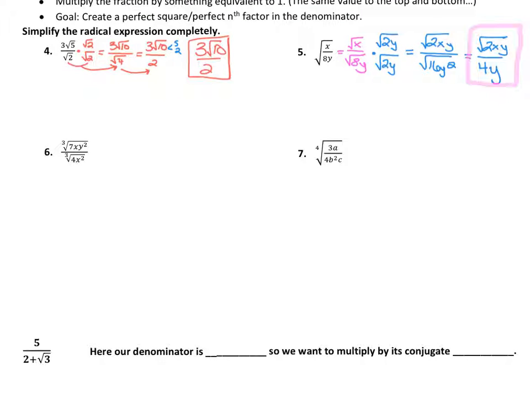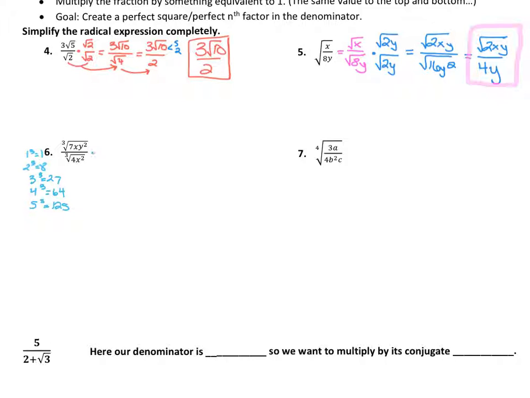Number 6. Now I'm looking for perfect cubes because I have a cube root. So let's talk about perfect cubes. 1 cubed is 1. 2 cubed is 8. 3 cubed is 27. 4 cubed is 64. And just for good measure, 5 cubed is 125.